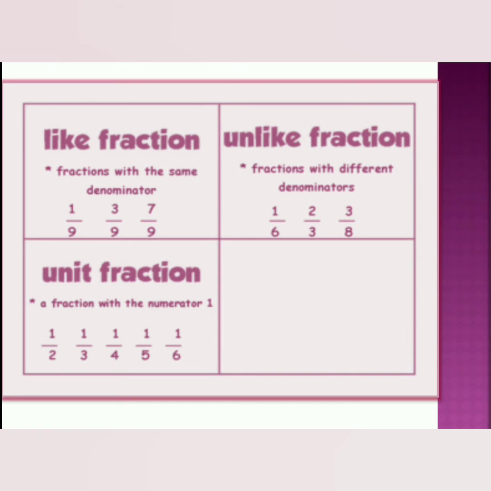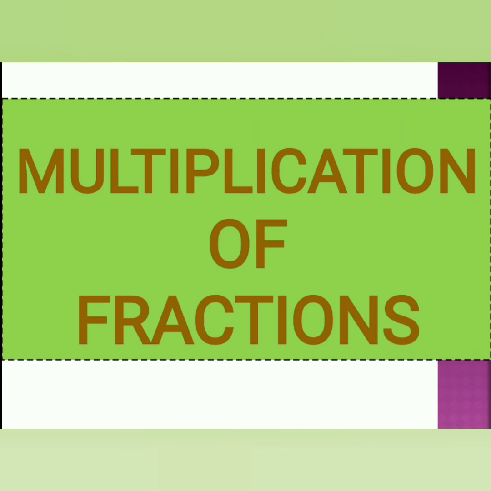Next is unit fraction. Proper fractions having 1 as the numerator are called unit fractions. For example, 1 by 2, 1 by 3, 1 by 4, 1 by 5, 1 by 6. These all are unit fractions because the numerator is 1 over here.